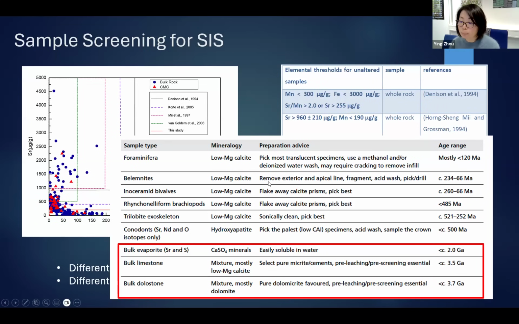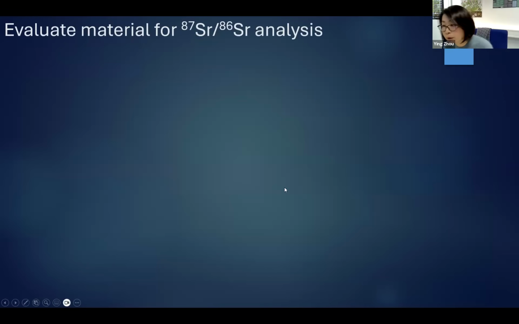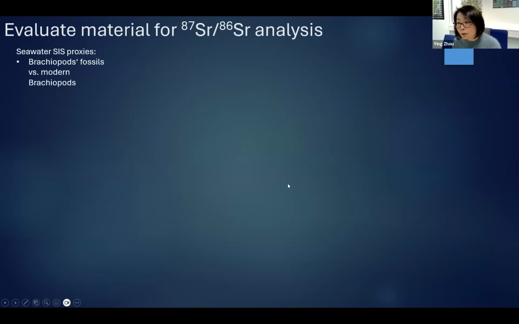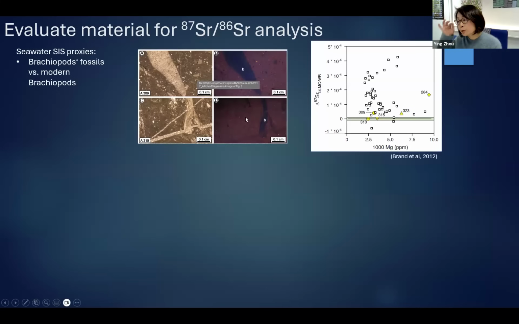But for the Precambrian, for example, we don't have biogenic fossils. What we have is bulk rock. So can bulk rock be used as a good seawater strontium isotope proxy? I have introduced two examples here.